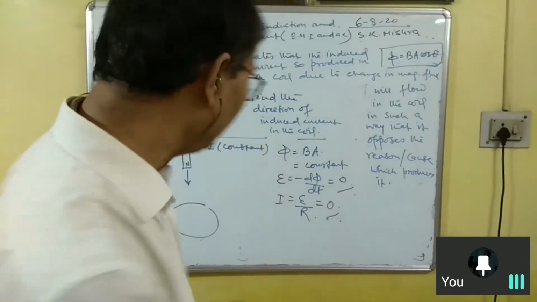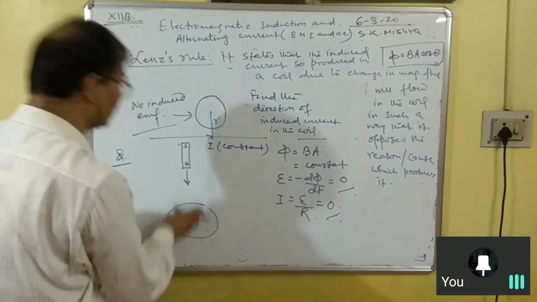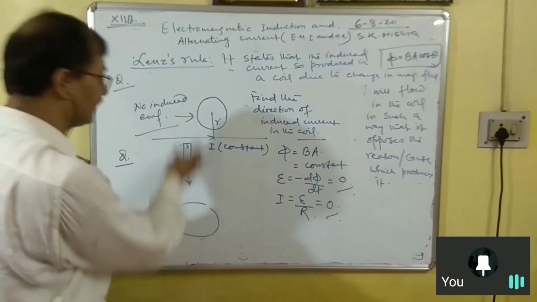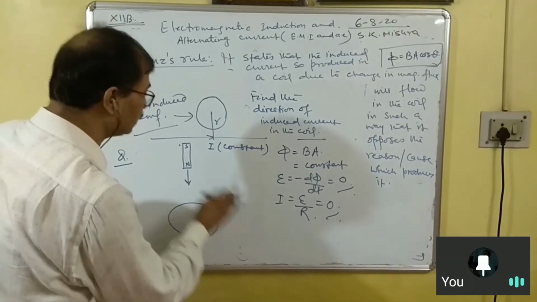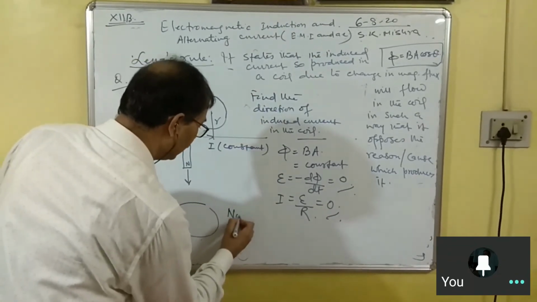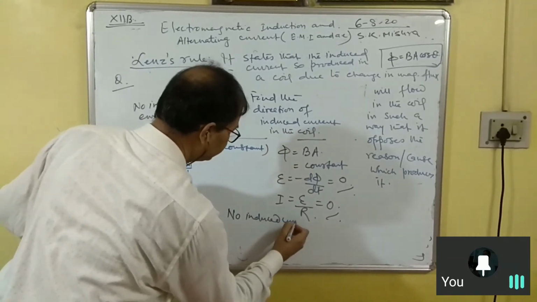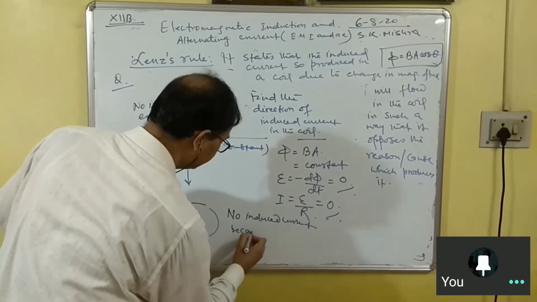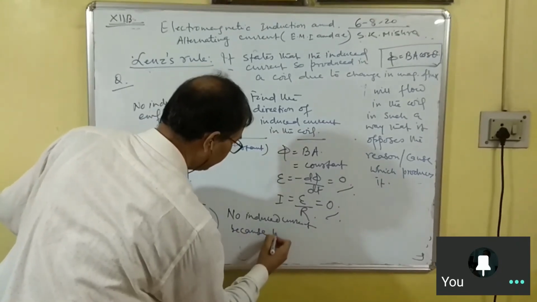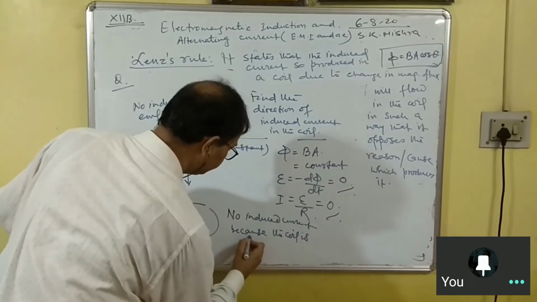So no induced current. Whether the magnet's North Pole is falling towards or away, or the South Pole is falling towards or away, in any case, unless and until it is a closed loop, there is no question of induced current. No induced current. Why? Because the coil is open, not closed.